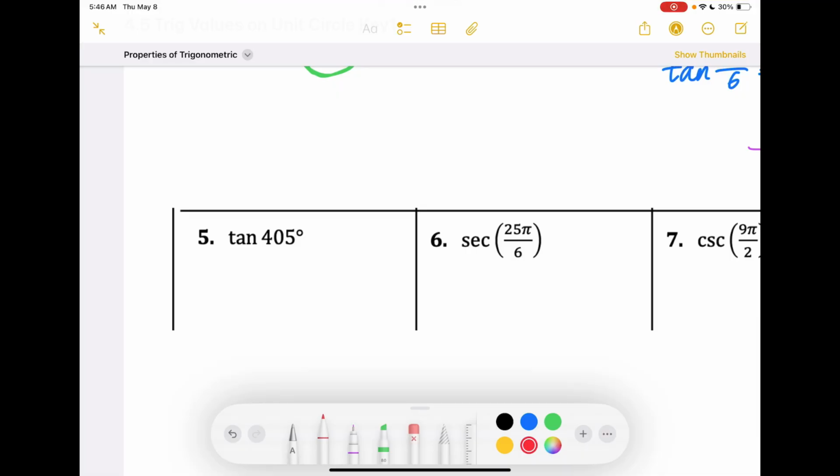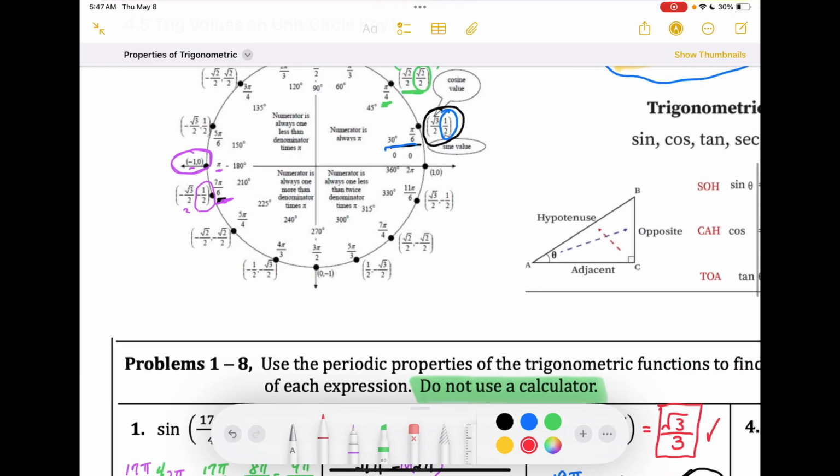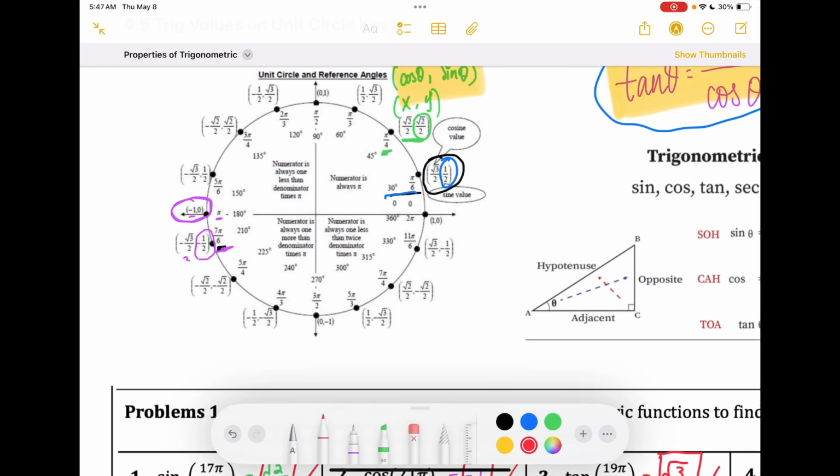Awesome. All right, tangent 405. Well, you know that 405 is too big. So let me subtract 360 to see what's going on. So you got 45 degree. We do see the location 45 degree.